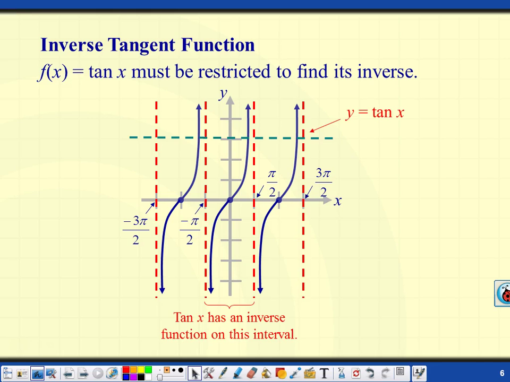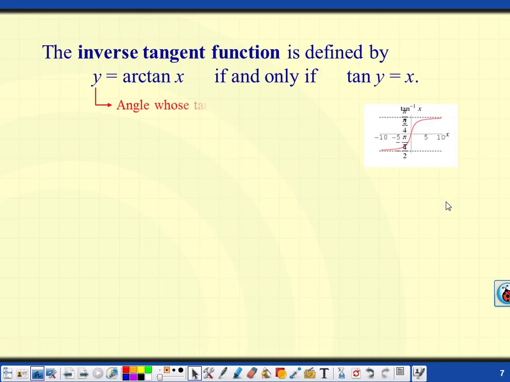What is the period of tangent? Pi. It's repeating every pi. So the distance between asymptotes is the distance of pi, negative pi over 2 to pi over 2. It's repeating the same pattern every pi. So that's where they restricted it. This is what inverse tan looks like. You need to know what inverse tan looks like. This will come up like 5 billion times next year.